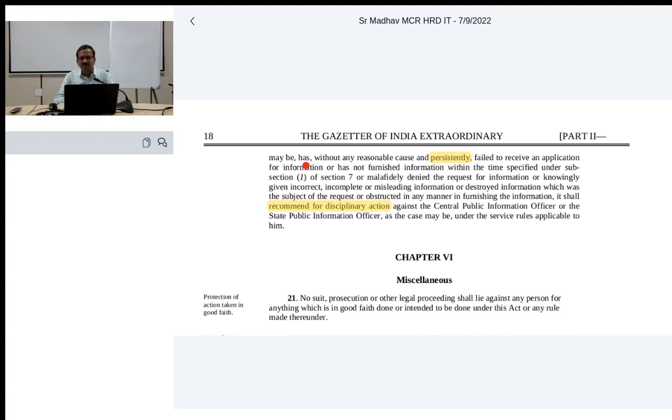So with this, we will be completing the discussion of the various remedies available to a citizen when he or she is denied access to information, and the various powers enjoyed by information commissioners in India.